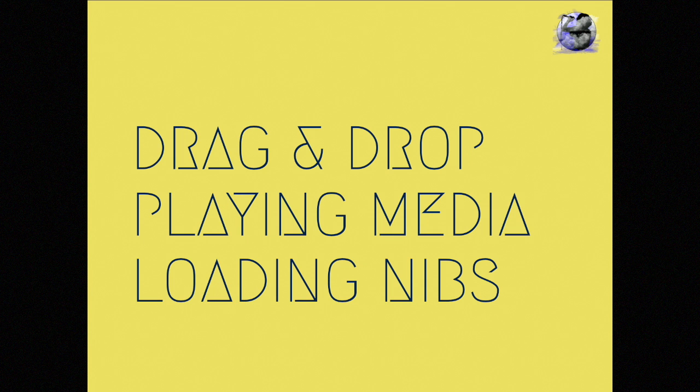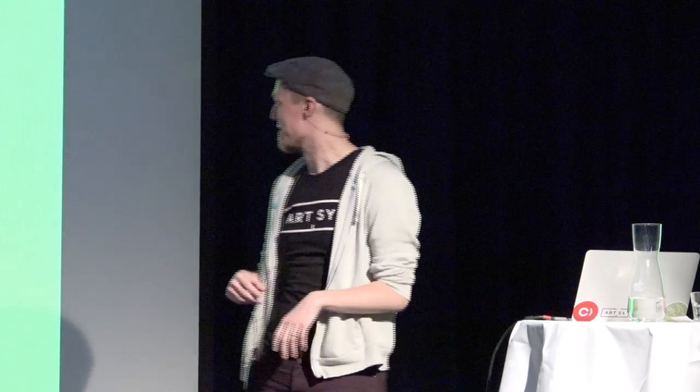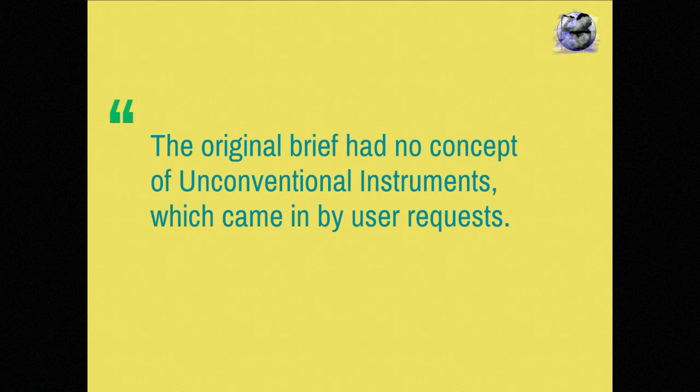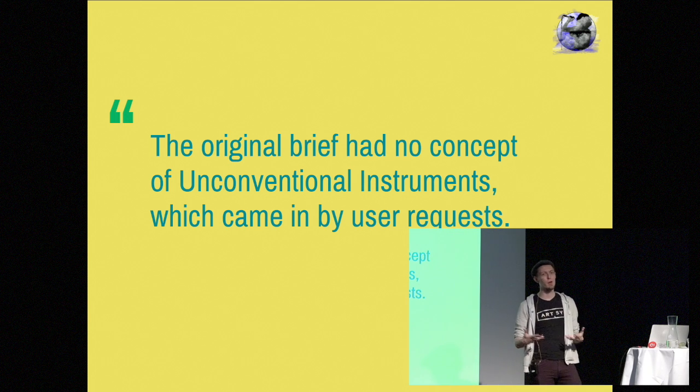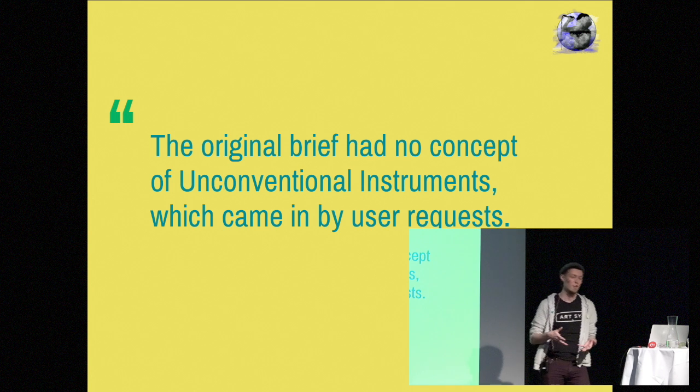Which, when you're doing a dissertation where you're meant to talk about the code and the choices that you made and how you got to this point, it makes it very difficult to actually start writing about the things that you've not done. And so, I'm going to quote myself verbatim: the original brief had no concept of unconventional instruments, which came in by user requests, and I was the only user of the system. So what ended up happening is, TLDR, I couldn't talk about any code because I had written no code to do in my dissertation.